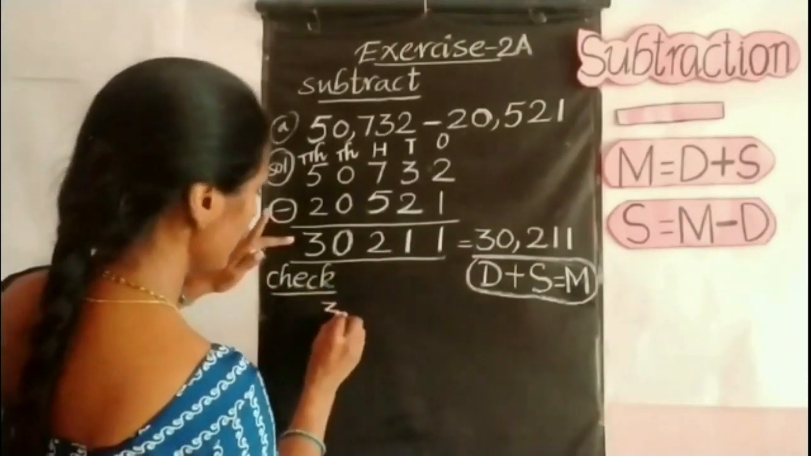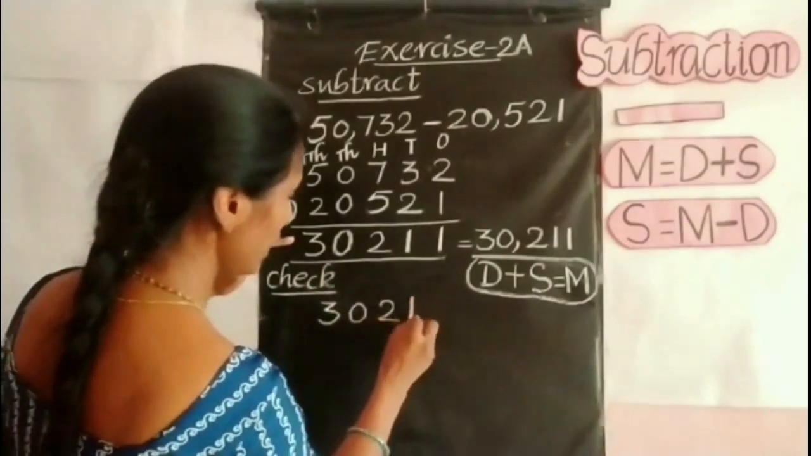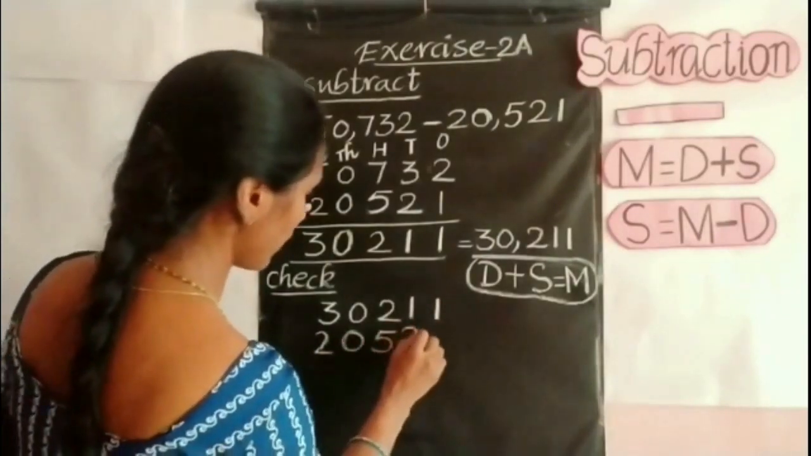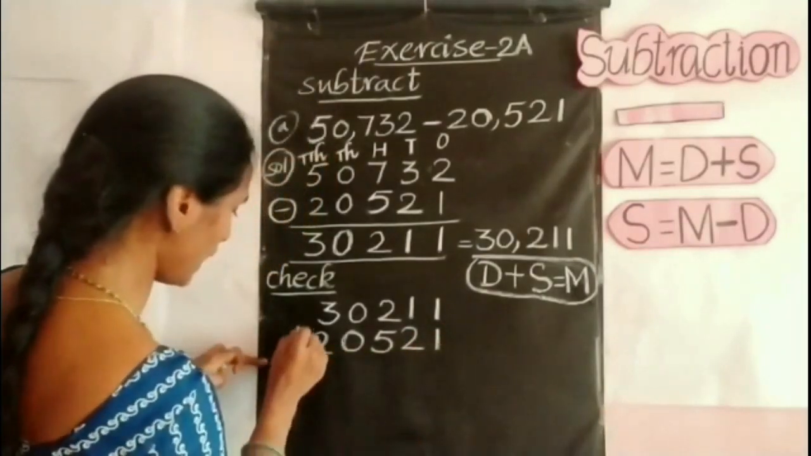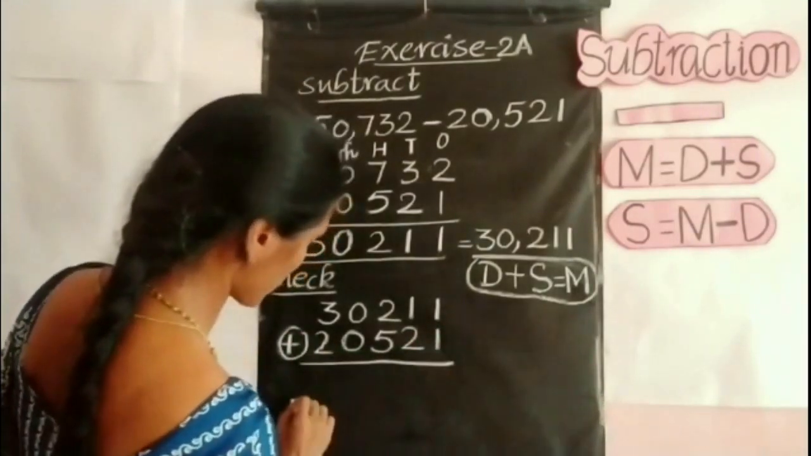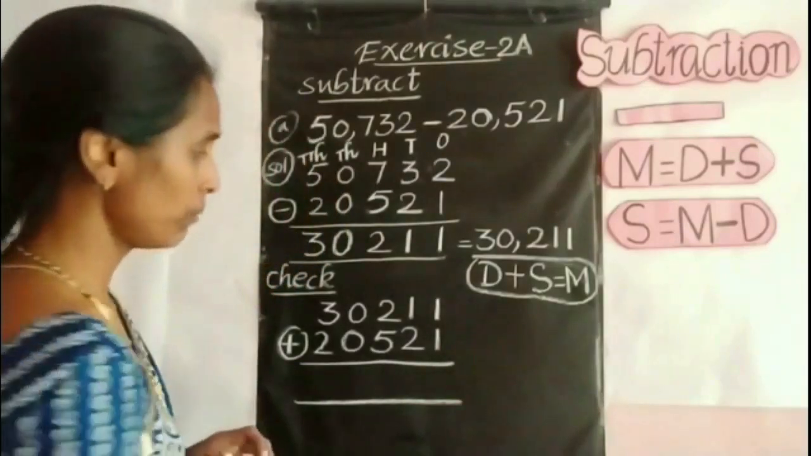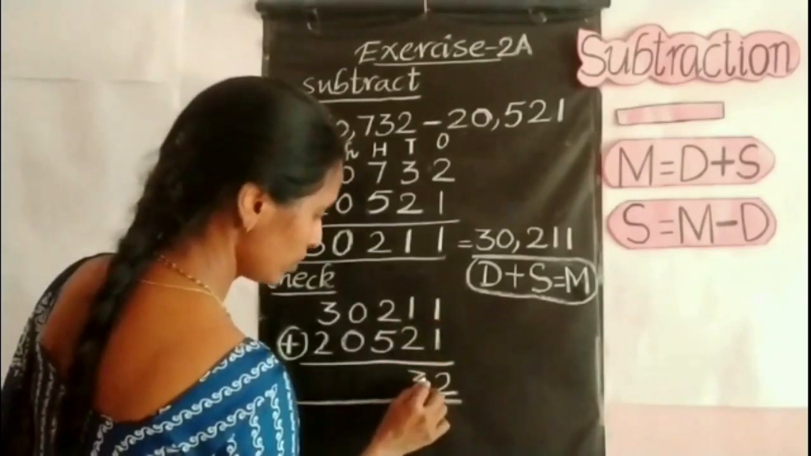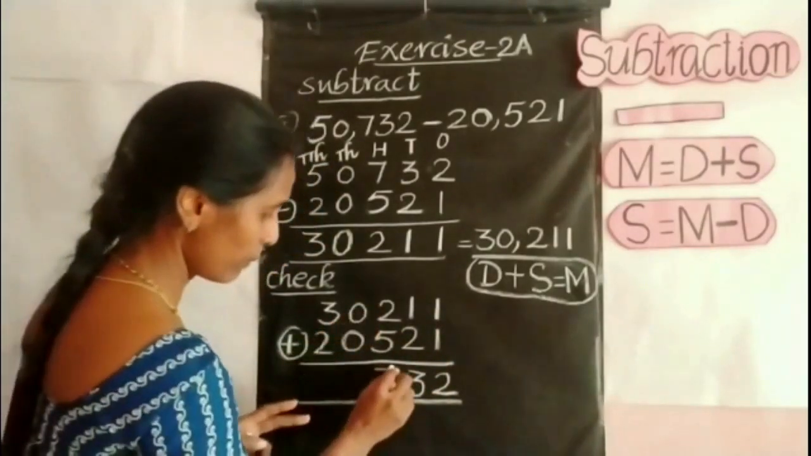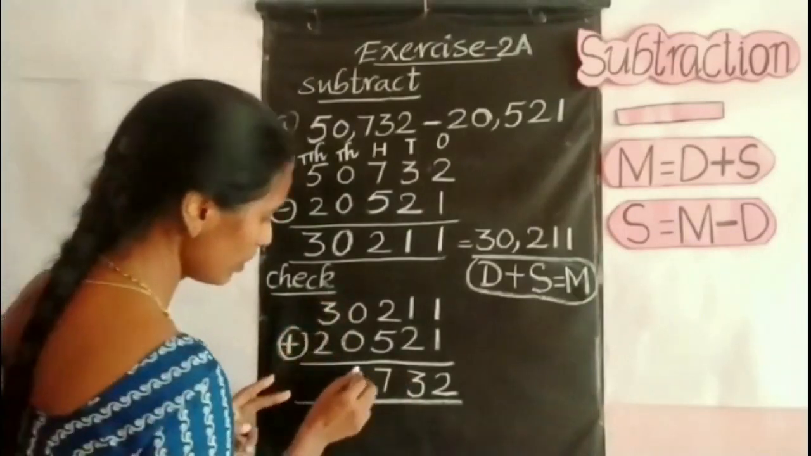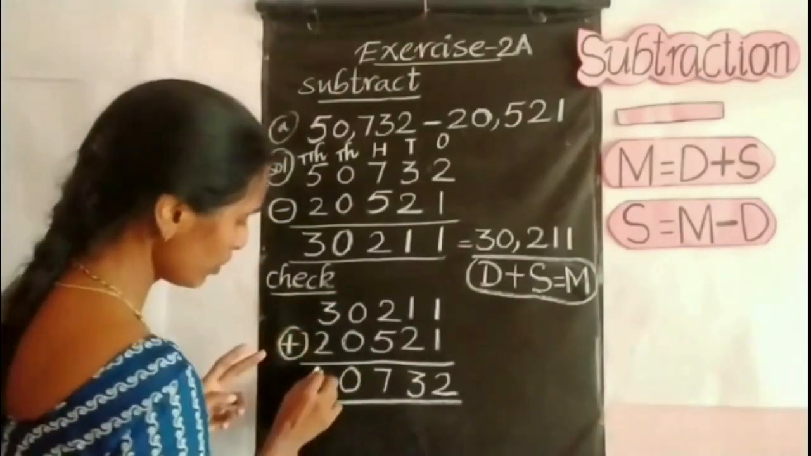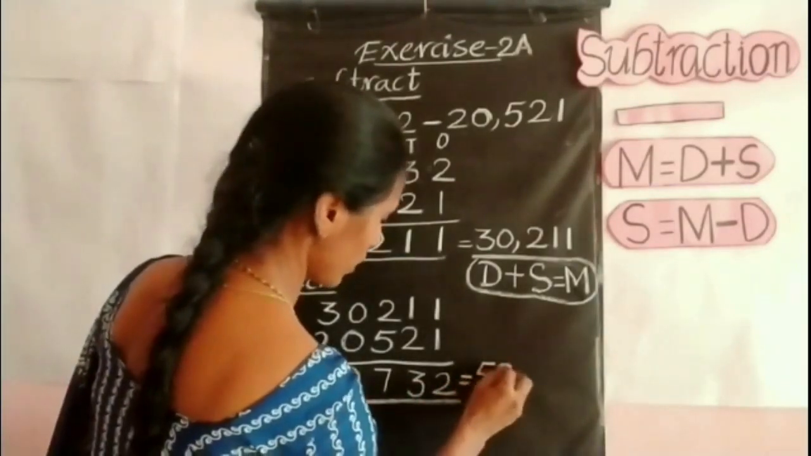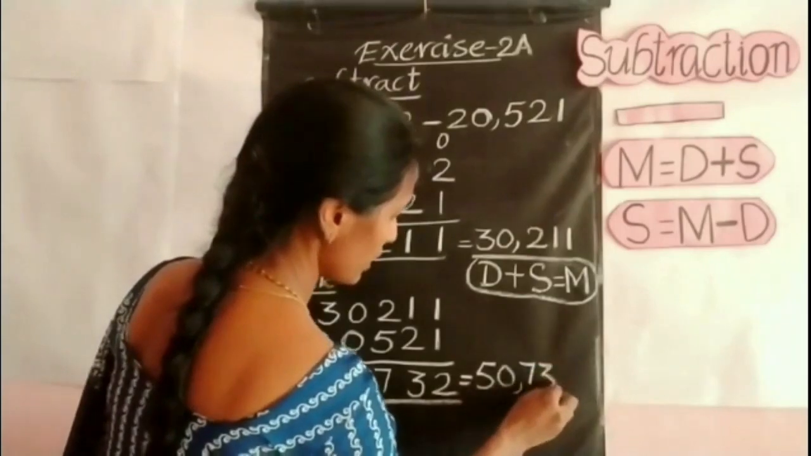So the difference 30,211, to that the subtrahend 20,521 will be added. Added, children, addition, not subtraction. Okay children, shall we start? 1 plus 1, 2. 1 plus 2, 3. 2 plus 5, 7. 0 plus 0, 0. 3 plus 2, 5. So children, what is the answer we got? 50,732.